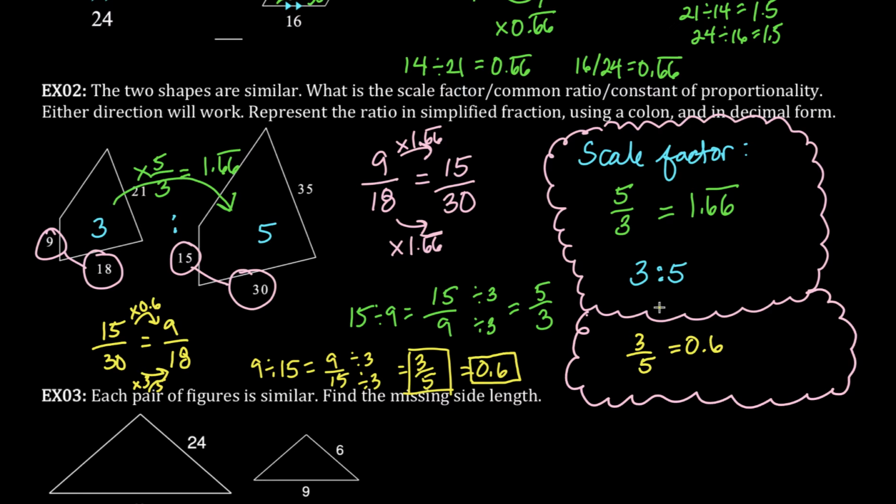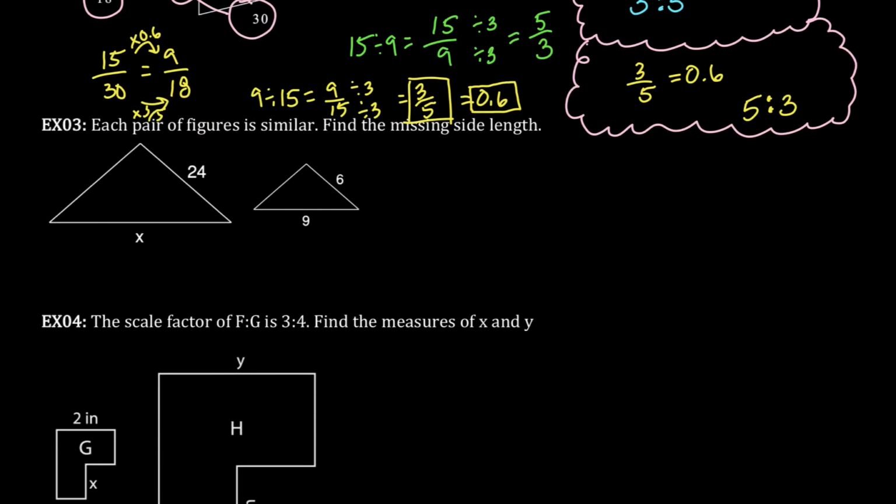And instead of doing it from 3 to 5, we could say it's 5 to 3. It's this bigger one to the smaller one, 5 to 3. But I like just using whatever. I like going from left to right, but I'll do it the other way around too.